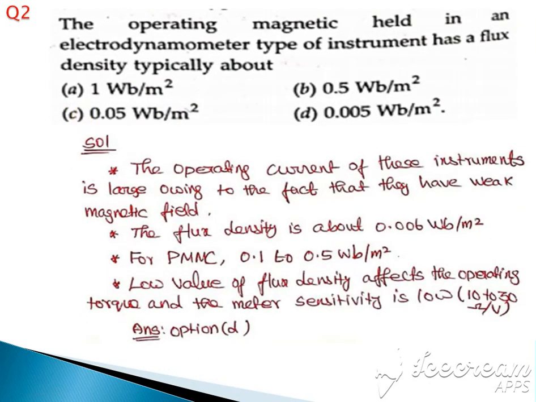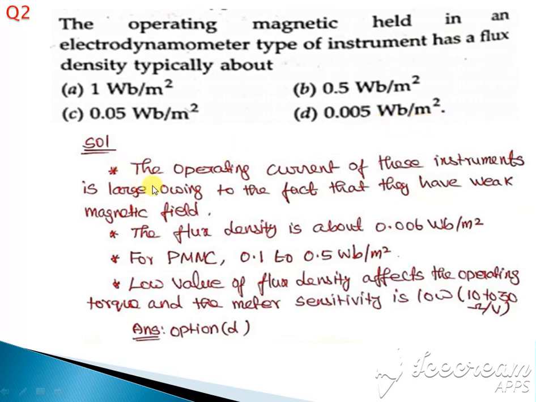Second question: the operating magnetic field in an electrodynamometer type instrument has a flux density typically about: option A, 1 Weber per meter squared; option B, 0.4 Weber per meter square; option C, 0.05 Weber per meter square; option D, 0.005 Weber per meter square.